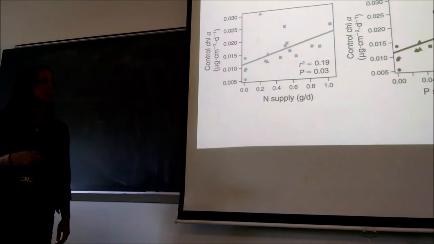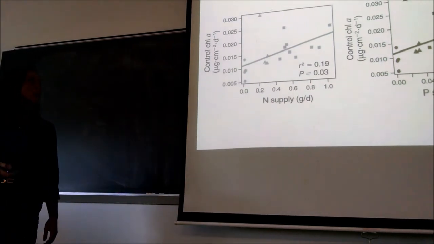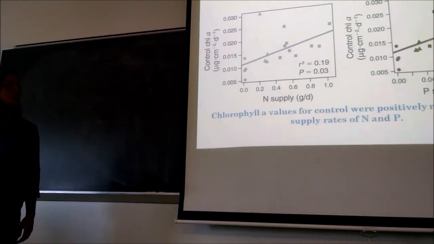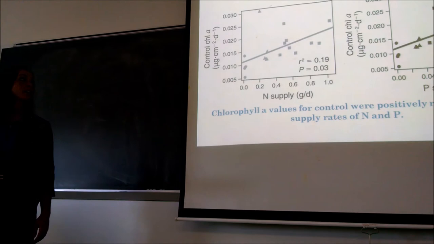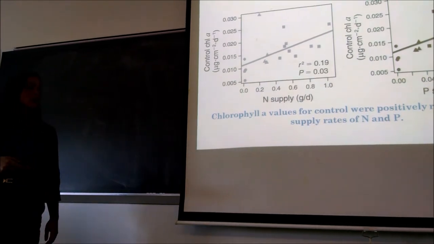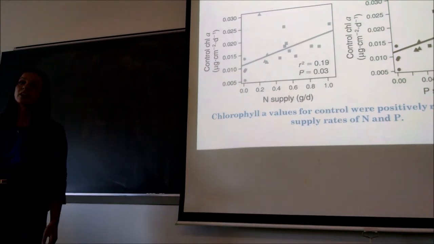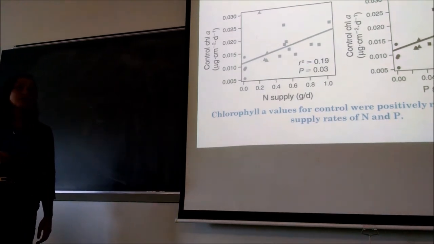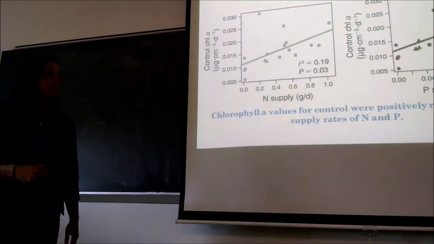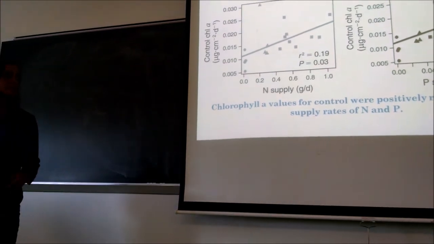Along the y-axis is the amount of chlorophyll A present, and this was measured using spectrometry. So the more chlorophyll A there was, the more photosynthetic activity was going on. And the x-axis is similar to what we've seen before with increasing nitrogen and phosphorus supplies. What we see here is a positive correlation between increased nitrogen supply and the amount of chlorophyll A present on the reefs. It's important to remember that along the bottom are the fish excretion rates, and there's no additional nutrients being provided by the agar plates at this time. The same thing we see on the right with phosphorus supply and chlorophyll A production.